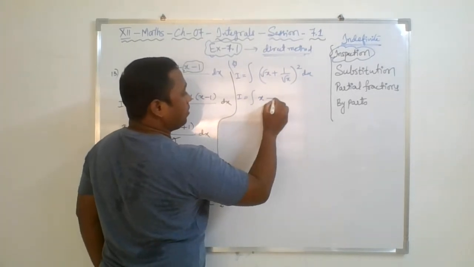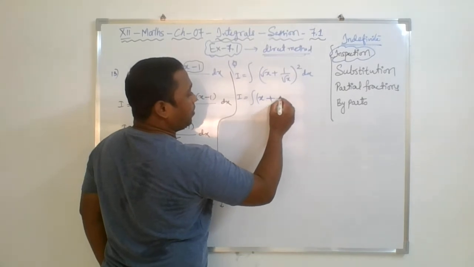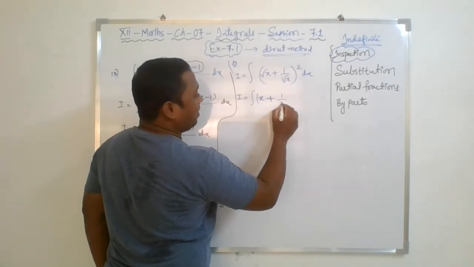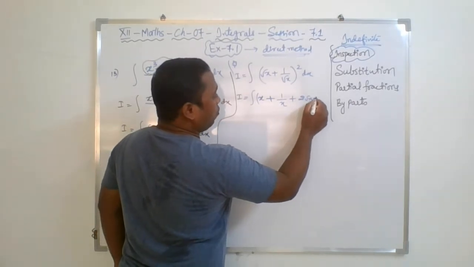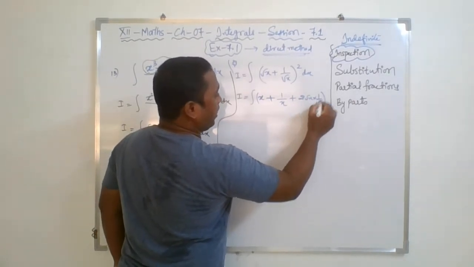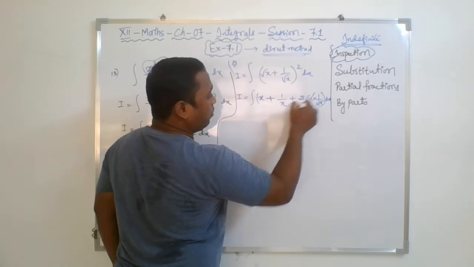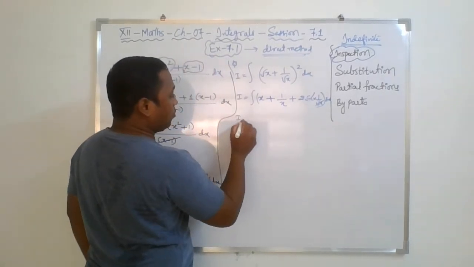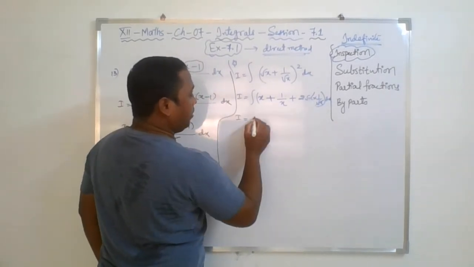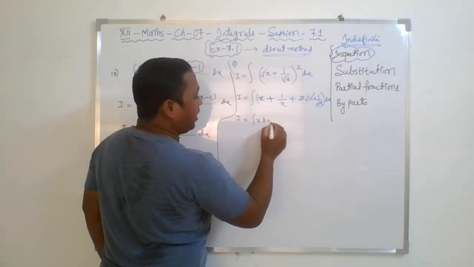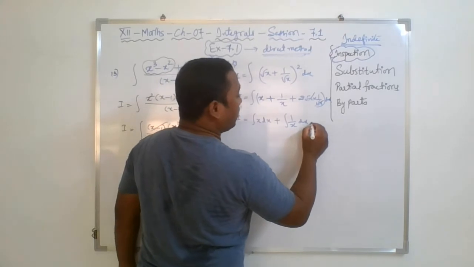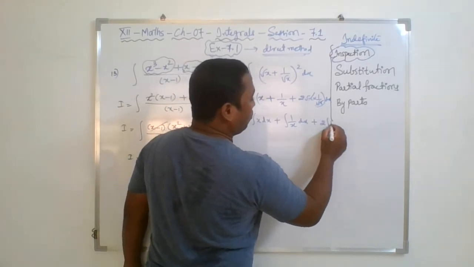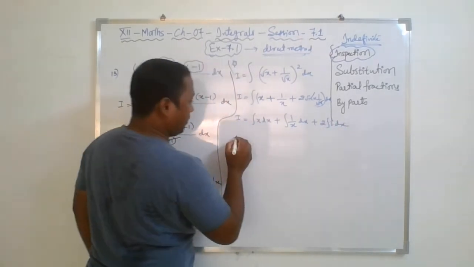Let us say x plus b square means 1 by x. 2ab means 2 into root x into 1 by root x dx. So root x also gets cancelled. So now you can separate the integral like x into dx, integration of 1 by x into dx, and 2 into integration of 1 dx.